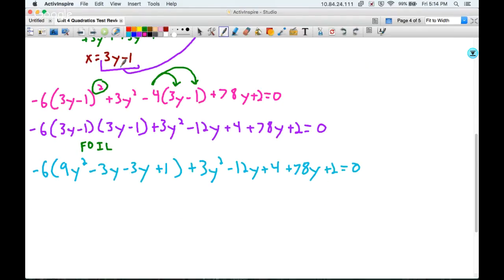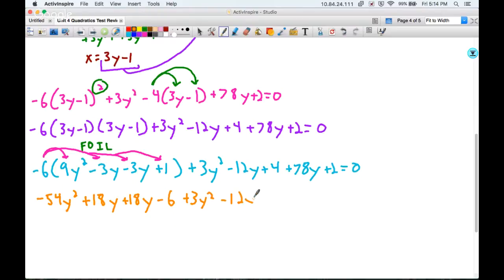Now I can distribute that negative 6 into all 4 of these terms. And this is going to be the biggest this equation is going to get. Negative 54y squared plus 18y plus 18y minus 6 plus 3y squared. I copied down the rest of this.